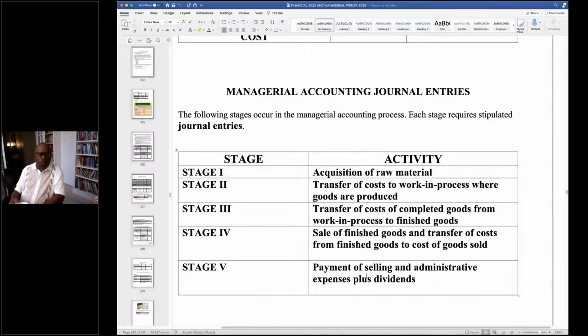So now, with what we did in Principles 1 for Stage 5, we have to layer on top of that stages 1, 2, 3, and 4. Buying the raw materials, transferring the cost to production, transferring completed items to finished goods, and then selling the items. We did that. But when we sold something, we already had the cost determined, whereas we have to determine the cost now.